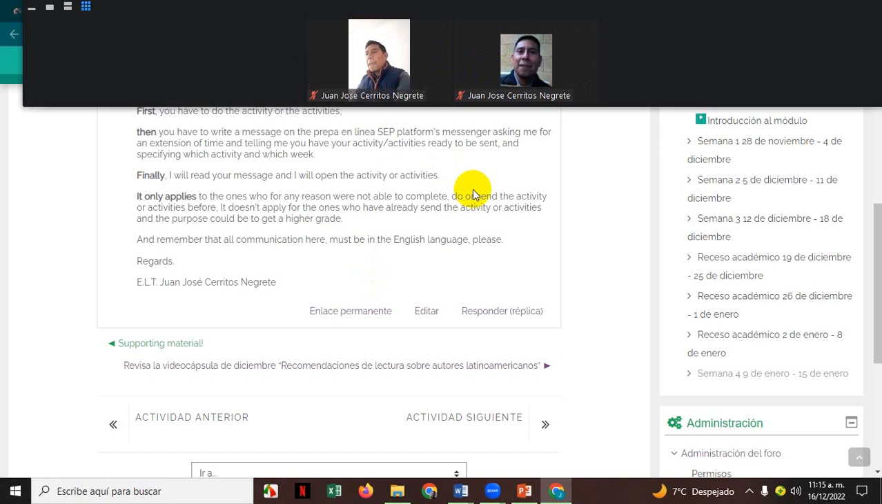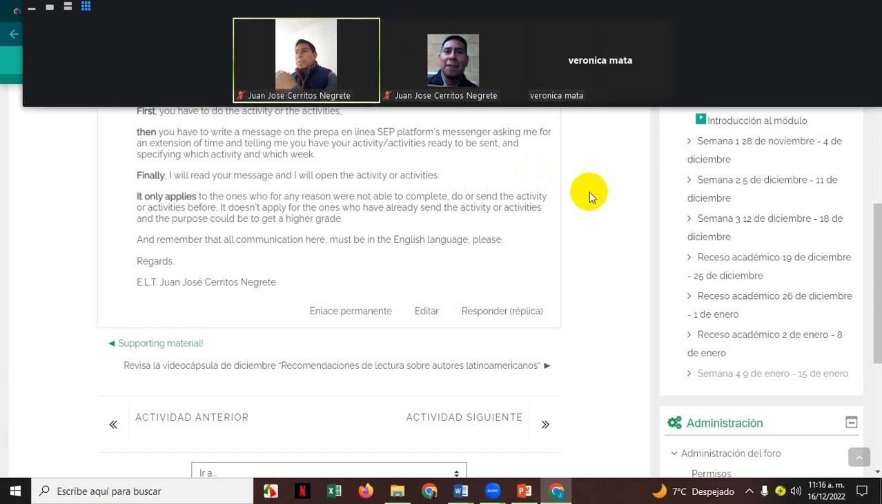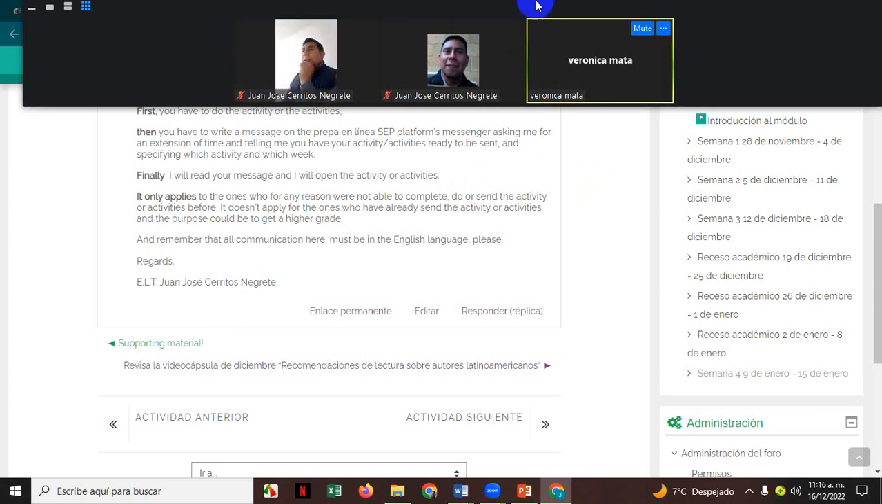And remember that these extensions of time only apply to those who for any reason were not able to complete or do the activity or activities before. It doesn't apply for the ones who have already sent the activity or activities and whose purpose could be to get a higher grade. No, it doesn't apply for them, okay?